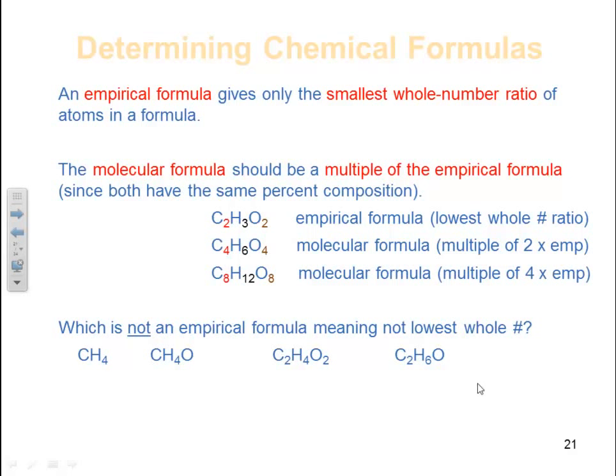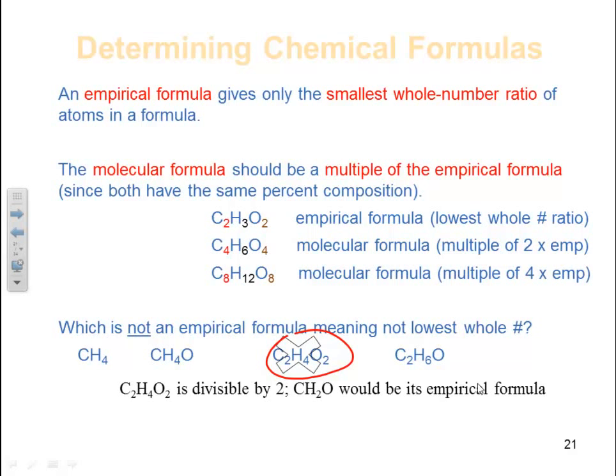What about C2H4O2? That's all even numbers. That's divisible by 2. So that's not an empirical formula. This is a molecular formula. What about C2H6O? Nope, that's not divisible by anything. So therefore, that's an empirical formula. So C2H4O2 is divisible by 2. Therefore, CH2O would be the empirical formula for C2H4O2.